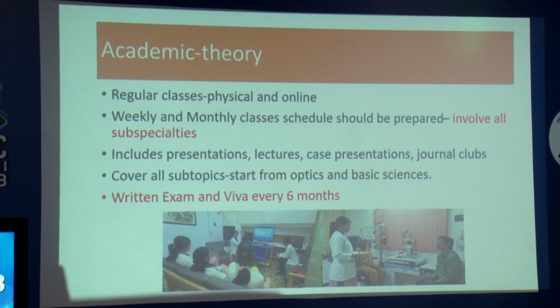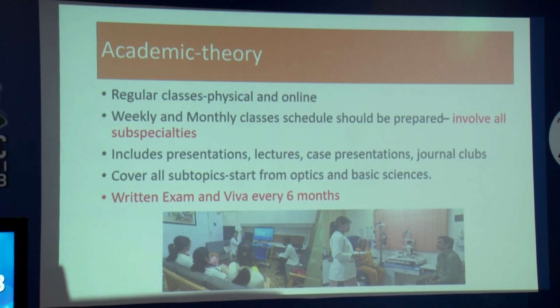What we generally do is have a yearly schedule of lectures, which should have all specialties included. Every year we repeat it, maybe with a few variations here and there. So even if it is first year training or second year training, we make sure that they have touched all the subspecialties in that year. This includes presentations, lectures, and, very useful, like Dr. Munawar sir was previously saying, journal clubs. So cover all topics. Do not miss the basics also, optics and basic sciences.